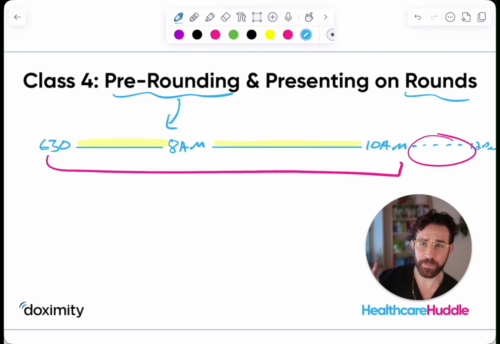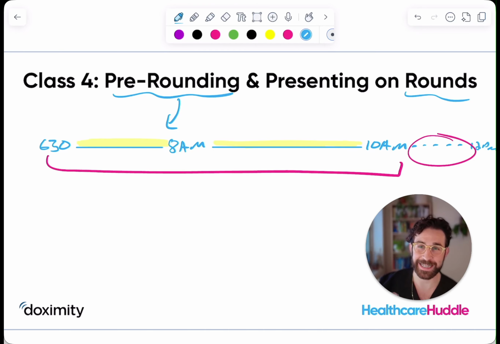And then before getting into the meat of things, I will just say the rounding is really for you as the intern and for the resident. The attending, they know what's going on with each patient. They know the plan, right? They already know, right? They're there for you.